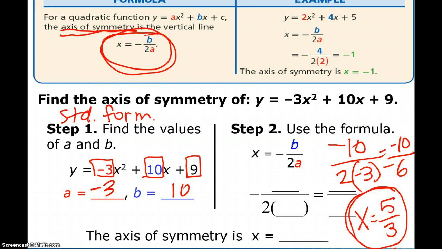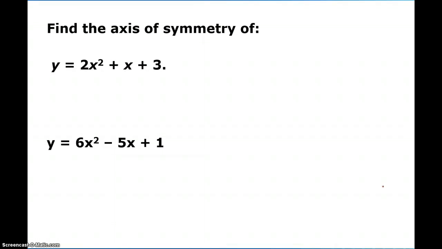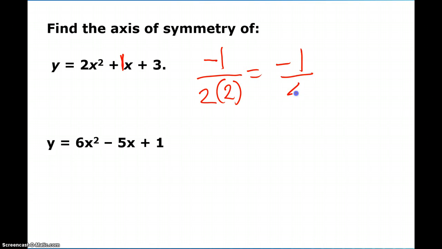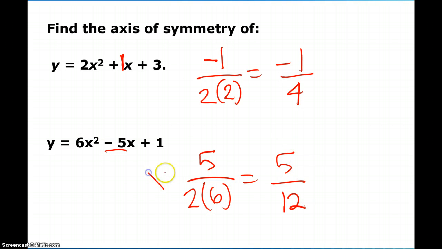So it's kind of nice because you didn't have to graph this, and even if you did graph it, you wouldn't be able to spot this very easily on the graph. So right here, this is in standard form. My b value here would be a 1, so opposite of b would be -1 over 2 times a would be 2. So my axis of symmetry is at -1/4. I would pause it and try the next one quick. It is in standard form. Here's my b value. Opposite of that's going to be +5 over 2 times a. It's going to be 5 over 12. And I should be writing x equals. Those are your answers.